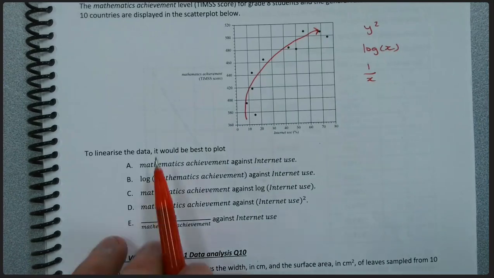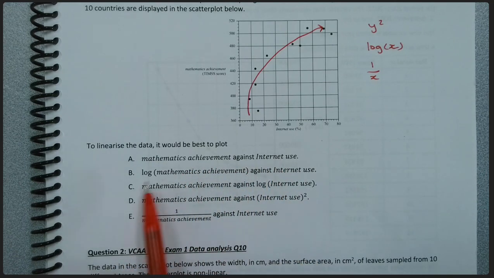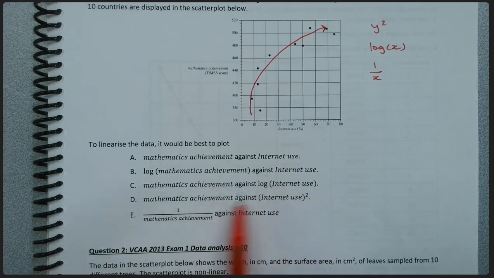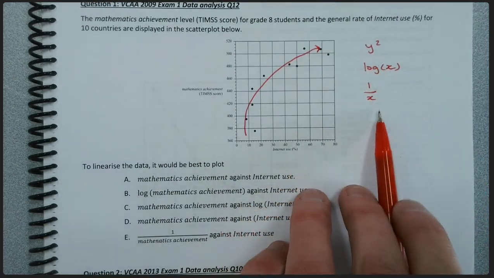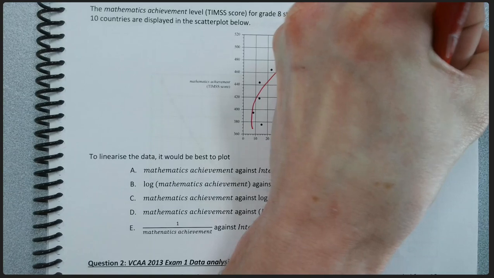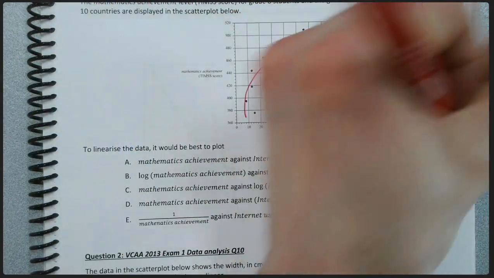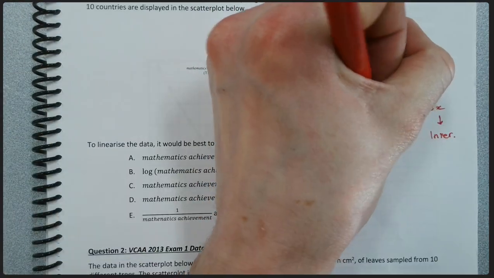And we've got to determine, to linearize the data, it would be best to use the mathematical achievement against internet use, log of mathematical achievement against internet use, mathematical achievement against the log of internet use, or 1 over mathematical achievement against internet use, right? We've been given a bit of a confusing mouthful of words. We know that these three transformations would work. We know in our equation it's y equals a plus bx, and in this situation, our x is internet use and our y is going to be the mathematical achievement.